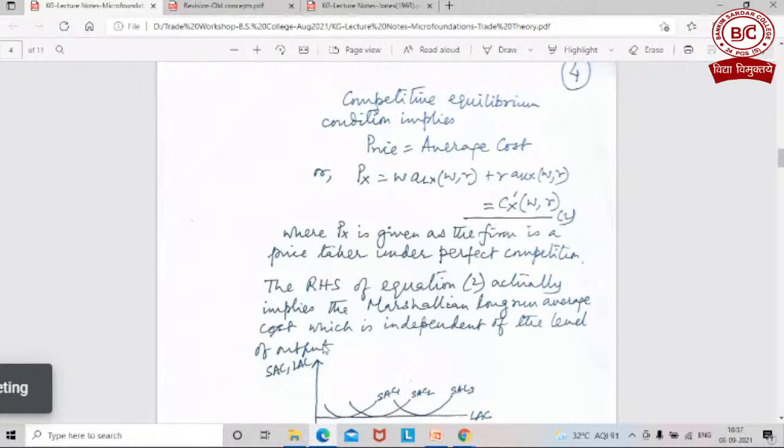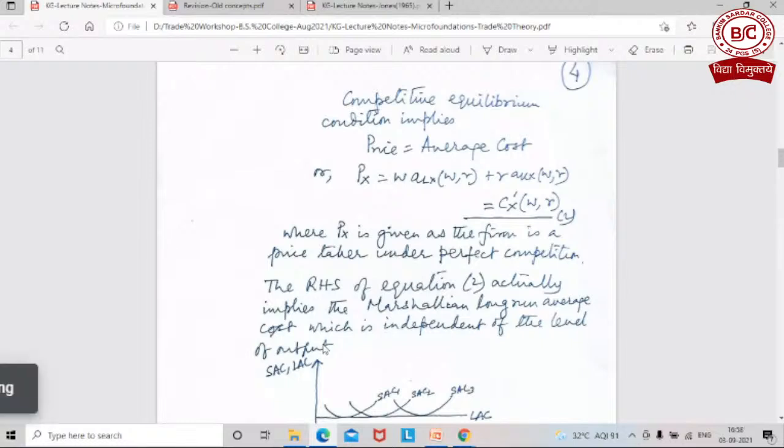And what is the labor income? W into ALX? That is the wage bill to produce one unit of output? Yes, sir. Do you agree? So yes, price minus wage bill is the average profit. That means the profit to produce one unit of output. So profit is actually R into AKX.